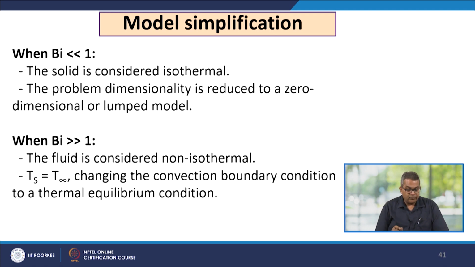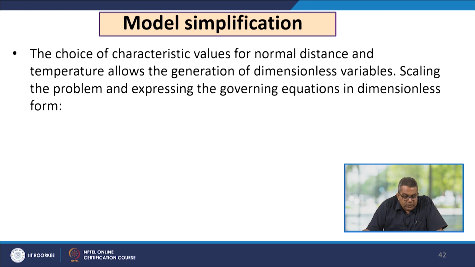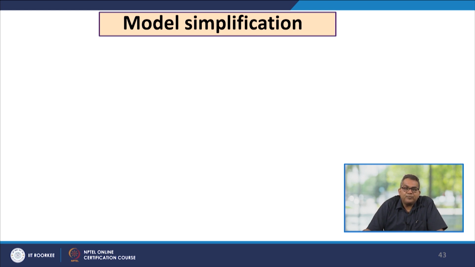So let us take that if Bi is less than 1, the solid is considered to be isothermal, and the problem dimensionality is reduced to a 0-dimensional or lumped model. And when Bi is greater than 1, the solid is considered non-isothermal, and Ts is equal to T infinity, changing the convection boundary condition to a thermal equilibrium condition. The choice of characteristic values for normal distance and temperature allows the generation of dimensionless variables, scaling the problem and expressing the governing equation in dimensionless form.